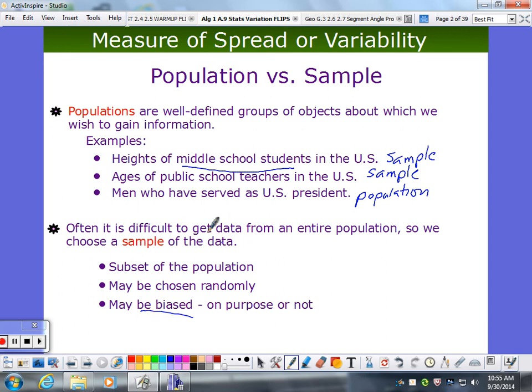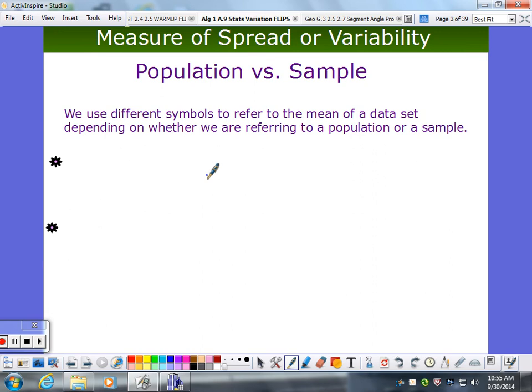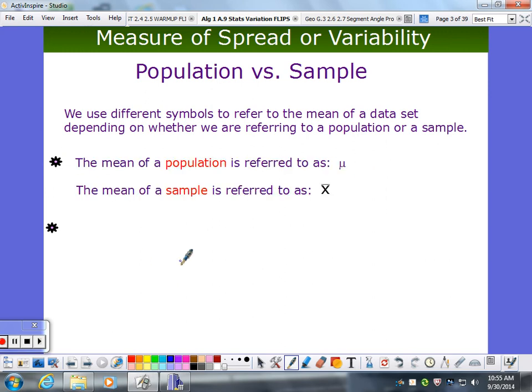But anyway, it's important. And the reason I bring it up is because we use different mathematical symbols and statistics, whether we're talking about a population or whether we're talking about a sample. So I'm actually going to go here with mean, because we've seen this one.